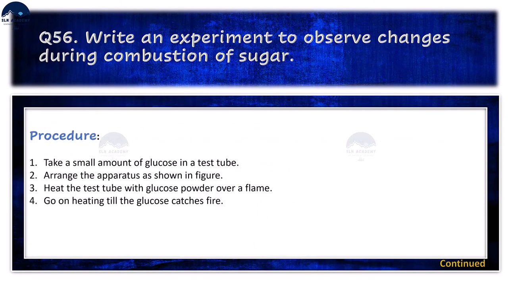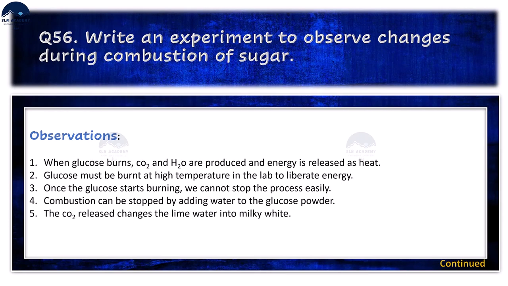Procedure. Take a small amount of glucose in a test tube. Arrange the apparatus as shown in figure. Heat the test tube with glucose powder over a flame. Go on heating till the glucose catches fire. When the glucose burns, CO2 and H2O are produced and energy is released as heat.